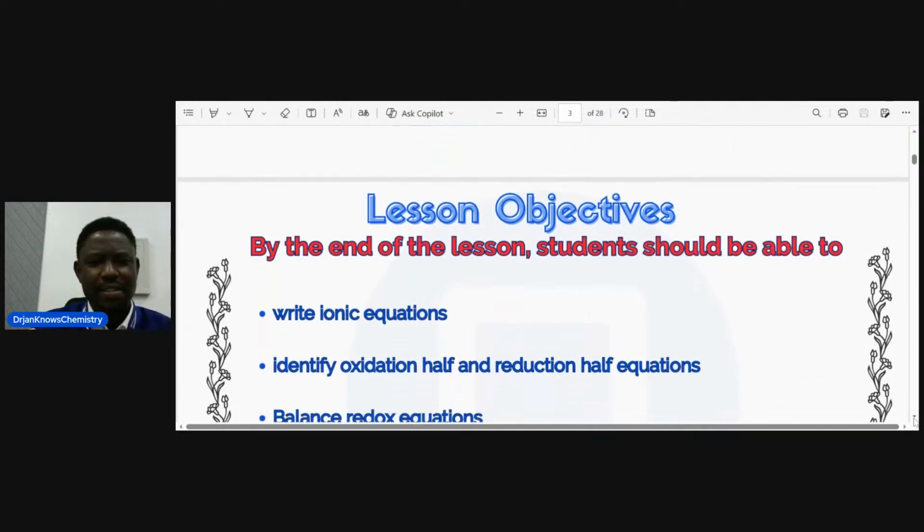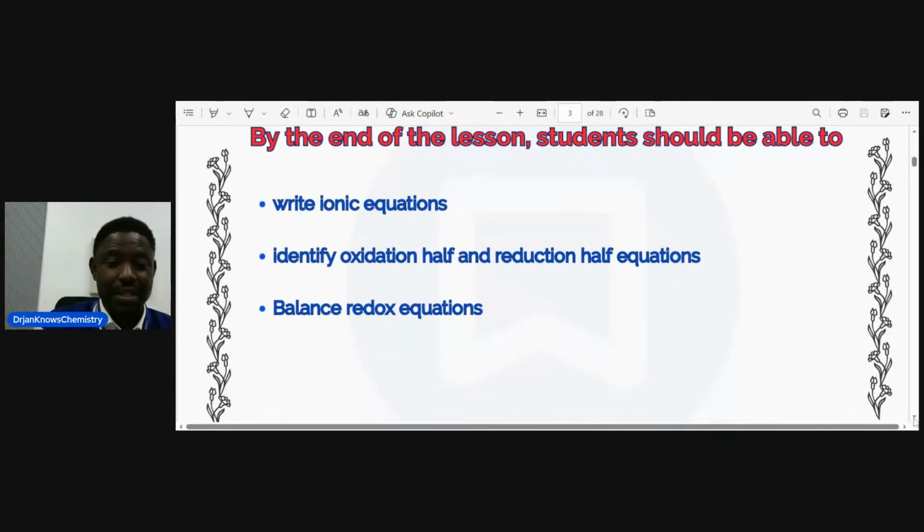So in this class, you learn how to write ionic equations. Then you split the ionic equation into the oxidation half and the reduction half. Then you will learn the proper balancing of redox equations. Most students find this very difficult, but our job at Tutoria is to simplify the difficult topics, to break them down into bits in such a way that it makes sense to you. So if you have a phobia for chemistry, if you feel like chemistry is not your friend, this is the moment for you to love chemistry. Chemistry is not difficult. It's very easy.